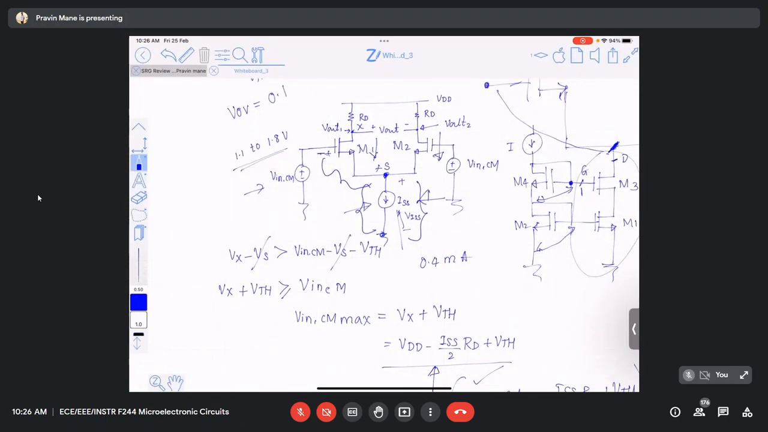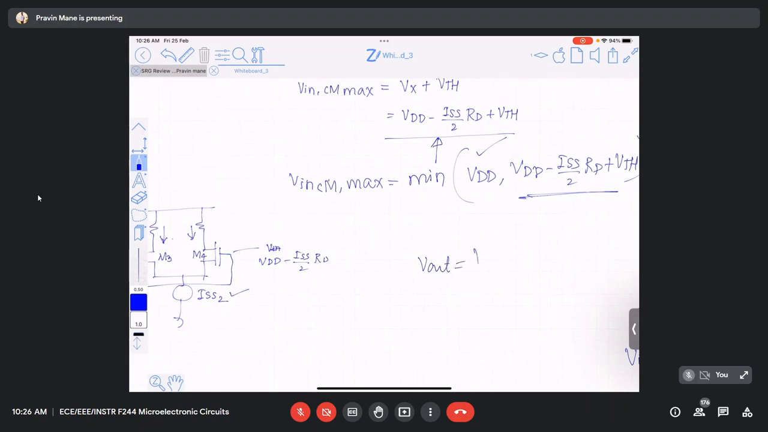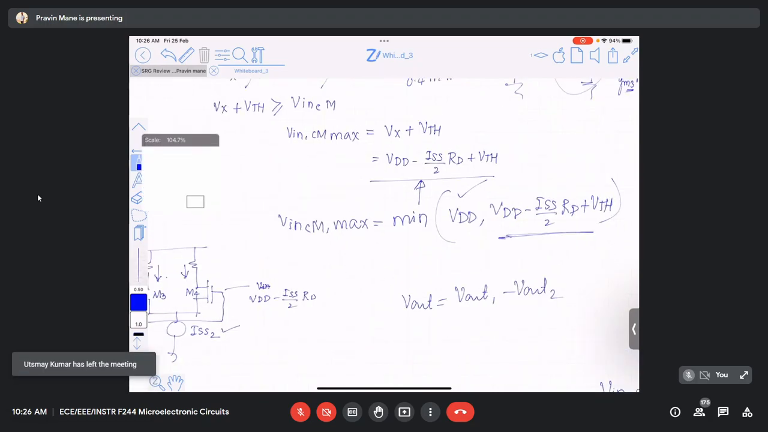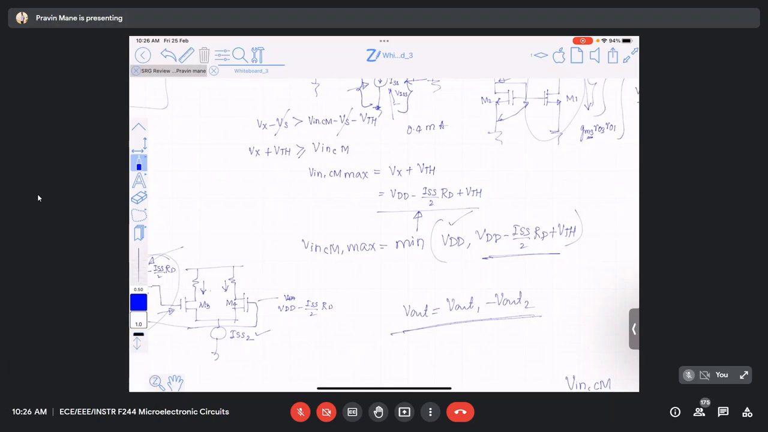And what is the output common mode voltage? What is Vout, which is equal to Vout1 minus Vout2, for input equal to Vin CM? What will be this value? It will depend on the values of both the RDs connected. So zero. Zero, right? RD is same. RD is same. ISS by 2 is the same. So the differential output voltage for common mode input is zero. Okay. So that is the advantage we have from this circuitry.